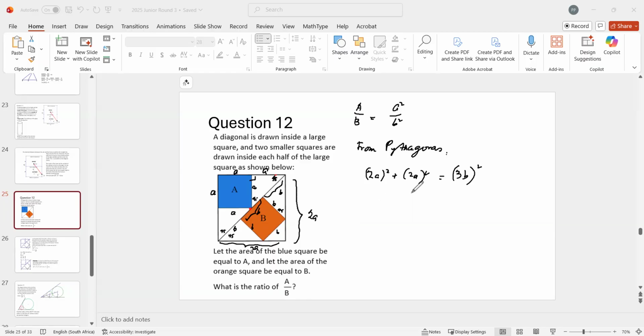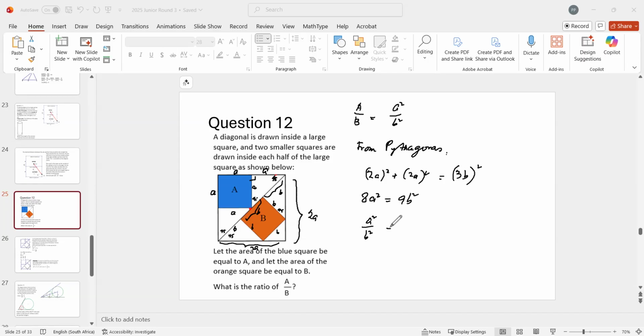I got a very simple diagrammatic proof, right? And it's a very lovely proof that the sum of the squares of two sides of a right angle triangle is equal to the square of the hypotenuse. All right, so this gives you the 4a squared. You got 8a squared, 4a squared plus 4a squared is 9b squared. So that gives you a squared over b squared.